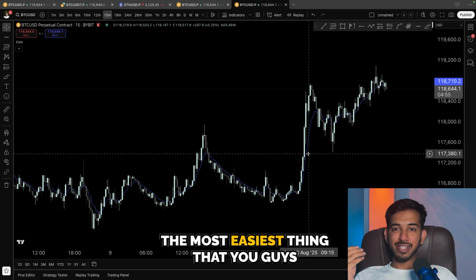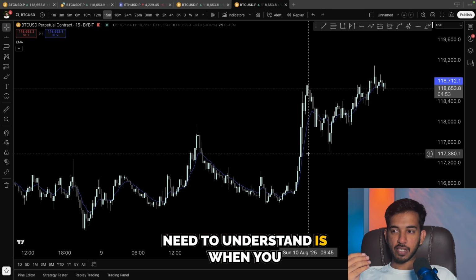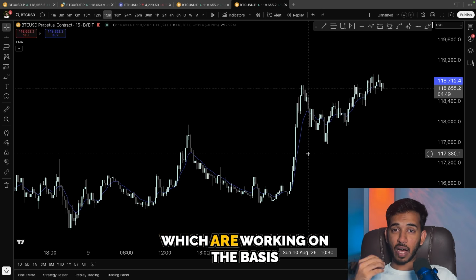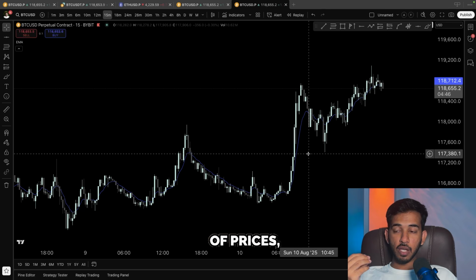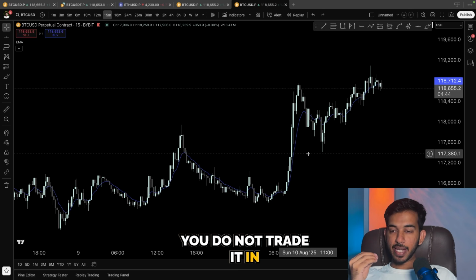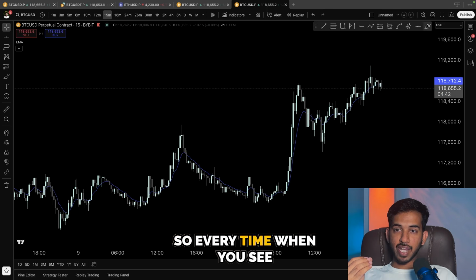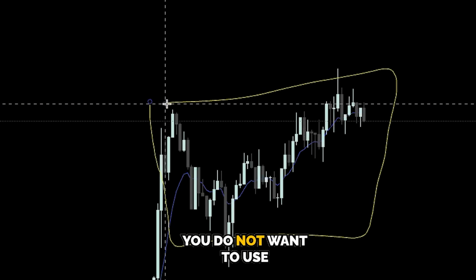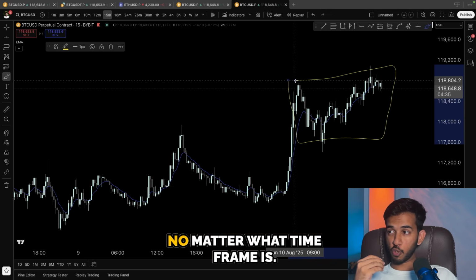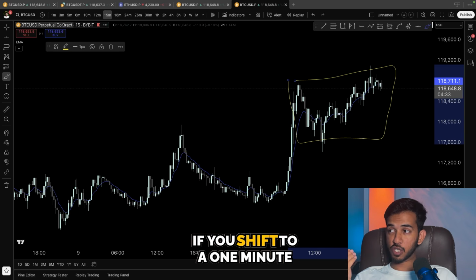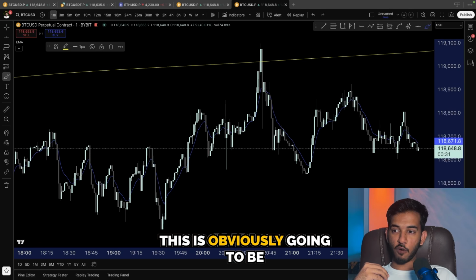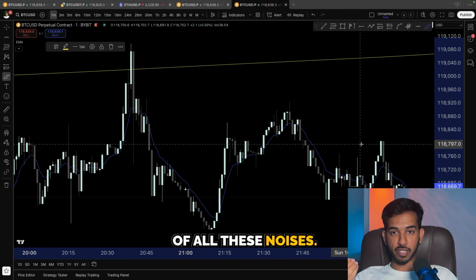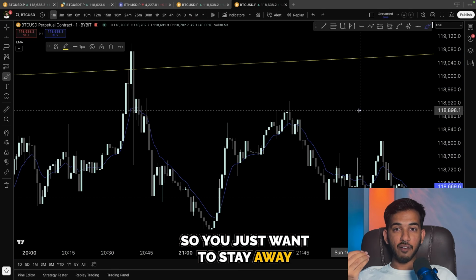Now, the easiest thing that you guys need to understand is when you use moving averages or any such kind of indicators, which are working on the basis of prices, you do not trade them in a ranging market. So every time you see a market like this which is stuck inside a range, you do not want to use any kind of moving average, no matter what the time frame is. I mean, if you shift to a 1-minute time frame, this is obviously going to look like a trending market, something like that might be happening because of all these noises. So you just want to stay away from all of these things.